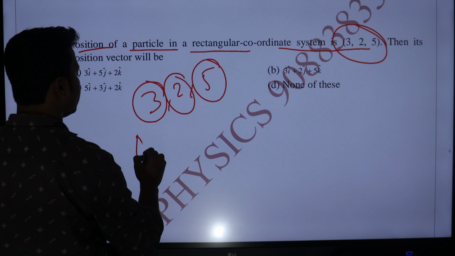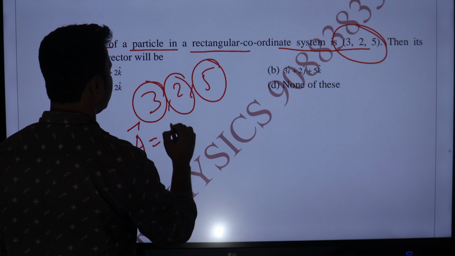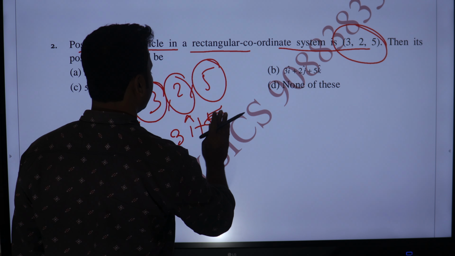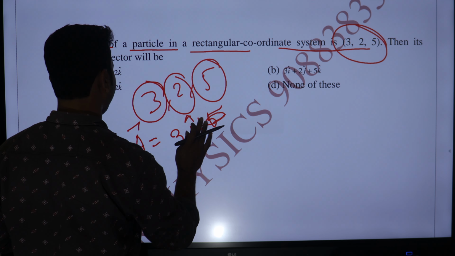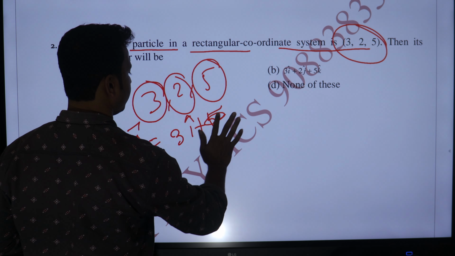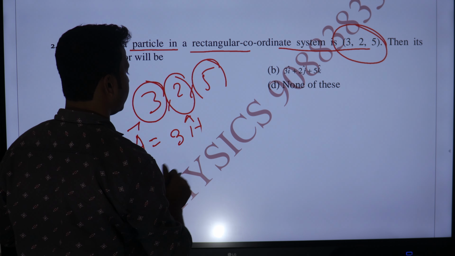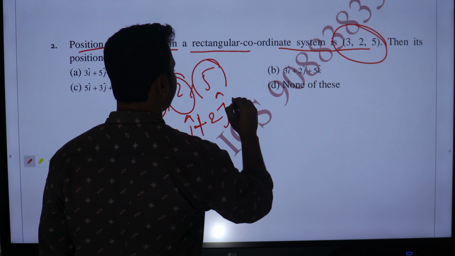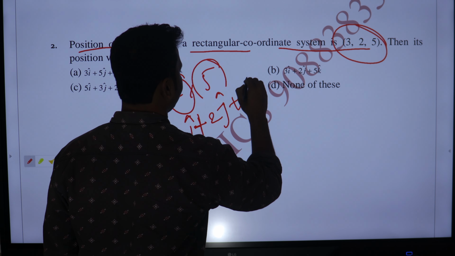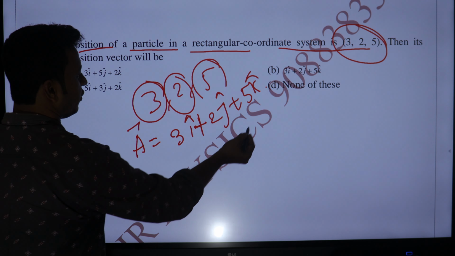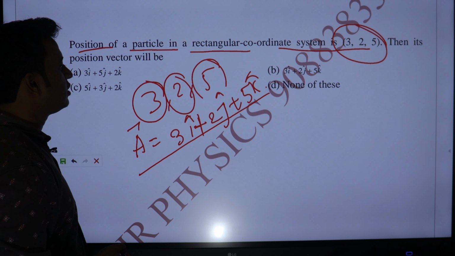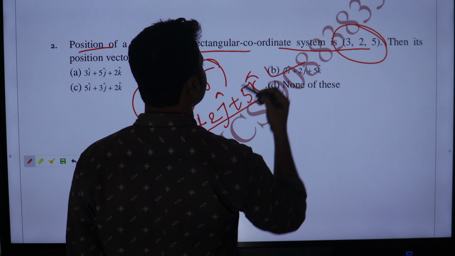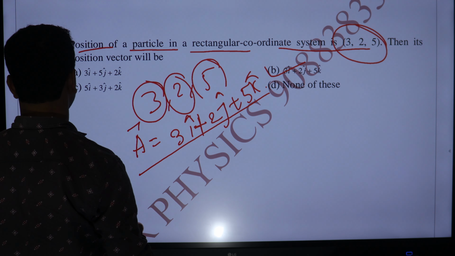So this vector will be 3 I cap plus 2 j cap plus 5 k cap. This is the vector. So which option is right? It will be 3 I cap plus 2 j cap, this option. Next question.